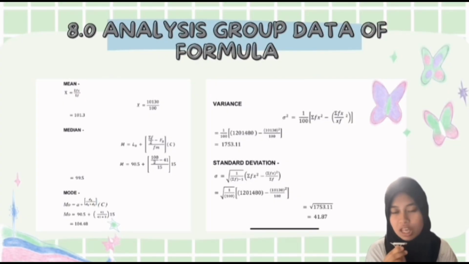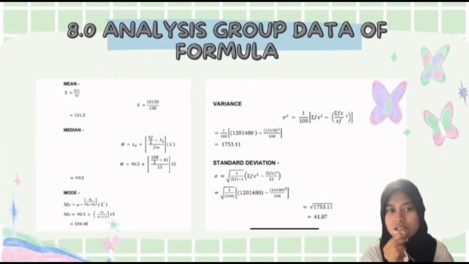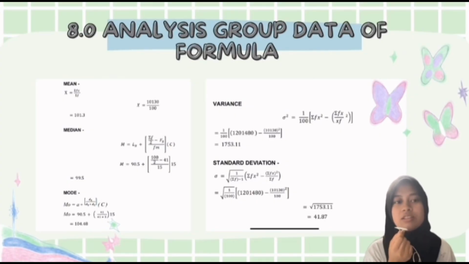C is the class range, the upper boundary minus the lower boundary, and the answer is 90.5 for A plus D1, 1 over 41 plus 3, close bracket, then multiplied by 15, and the answer for mode is 104.448. Lastly, second last is variance.